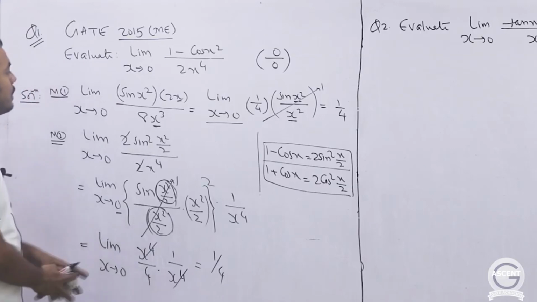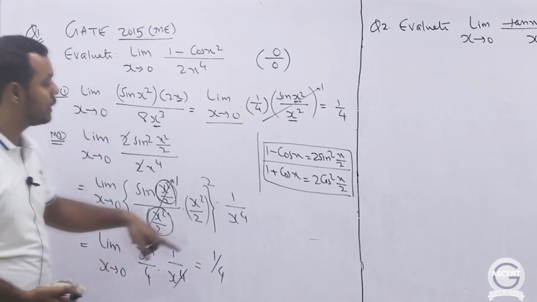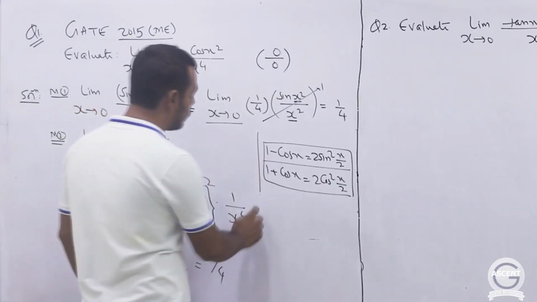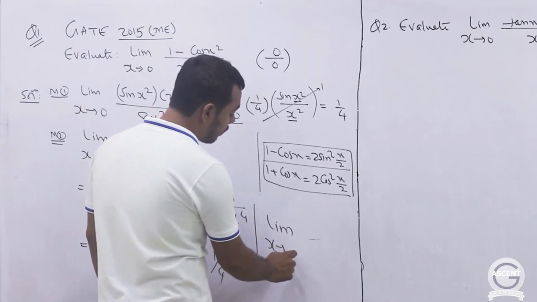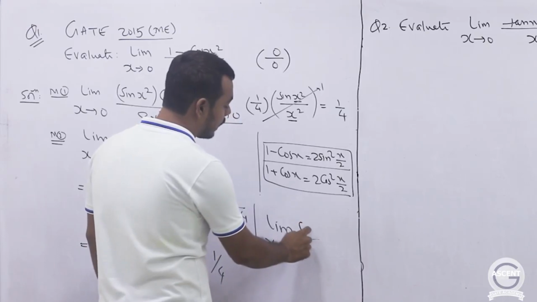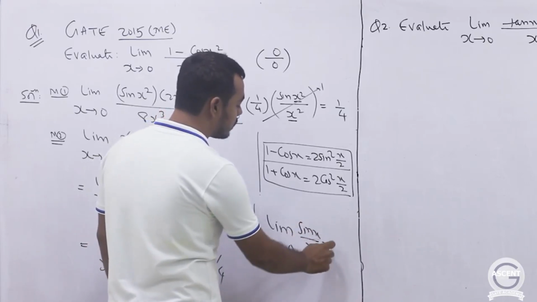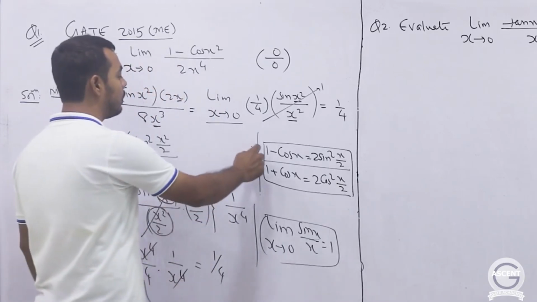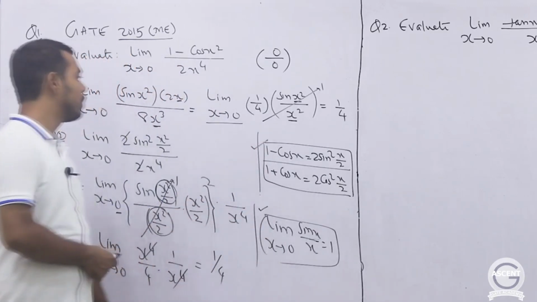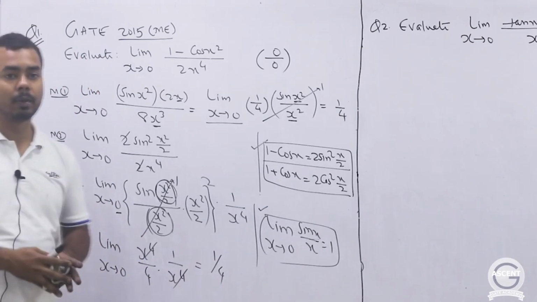So either you can solve this using L'Hopital's rule, or using this trigonometric identity and then using the result that limit x tending to 0 of sin x by x is 1. In the second method we needed to use these two formulas. So as you can see, the correct answer will be 1 by 4.